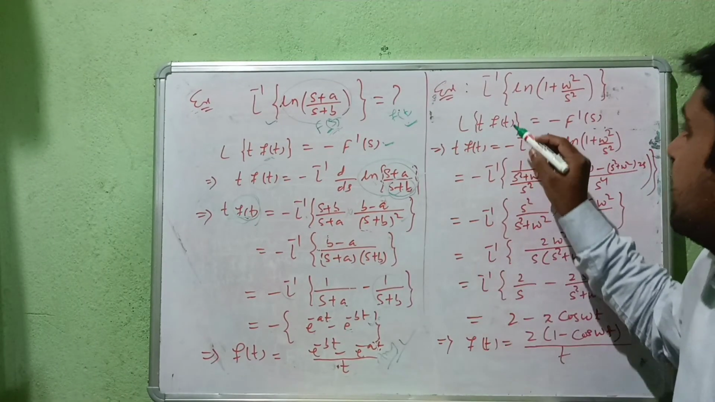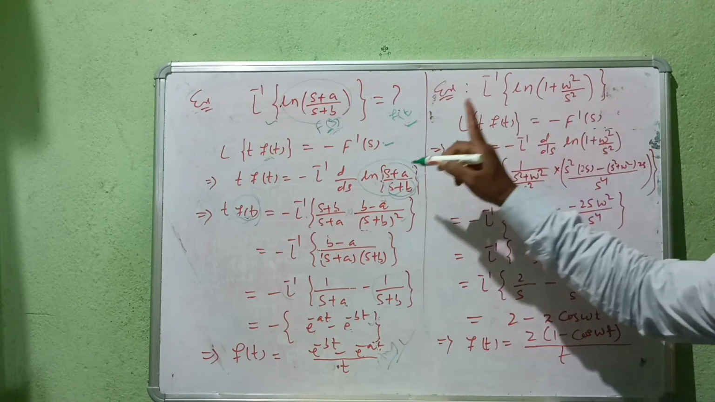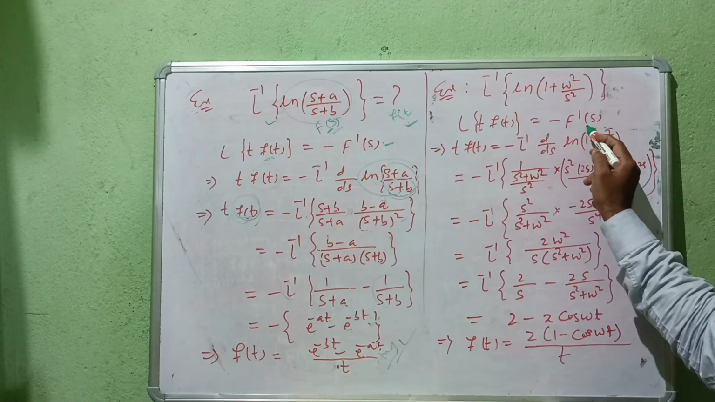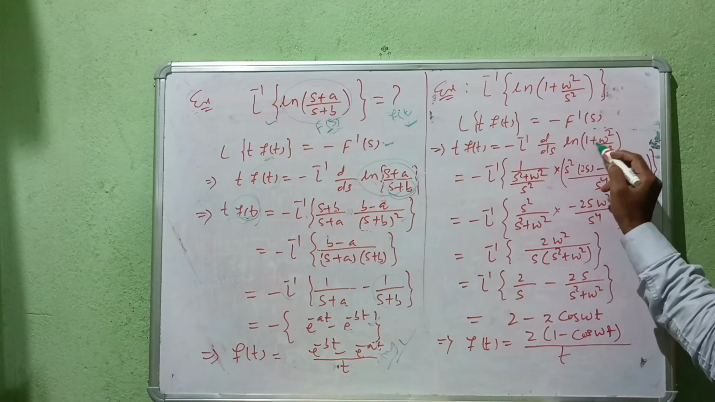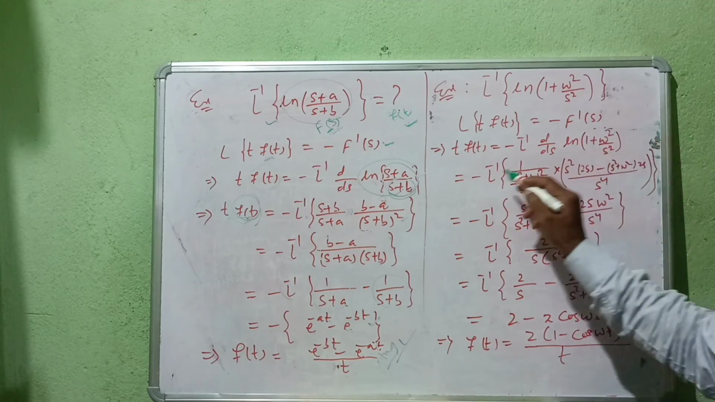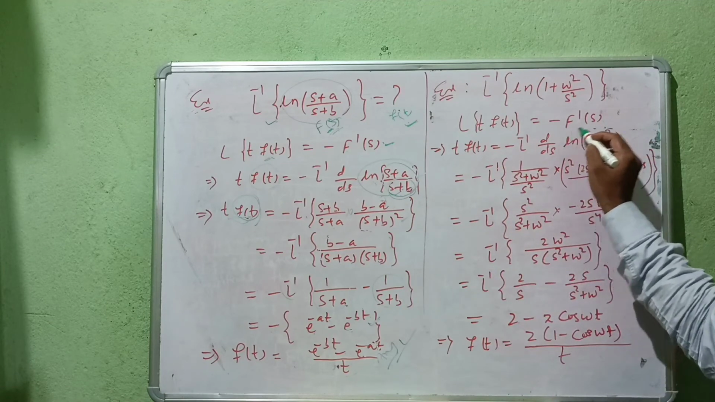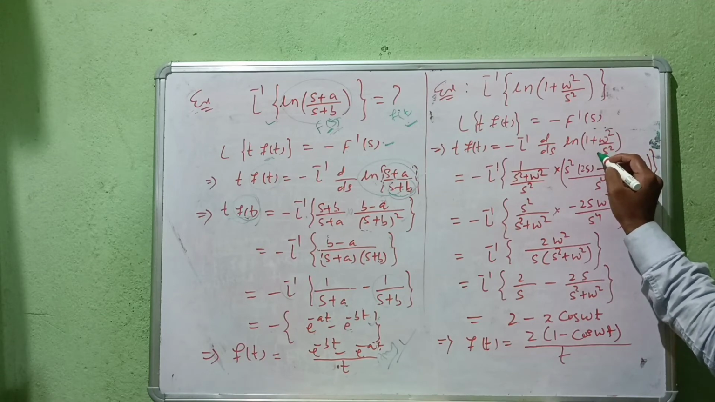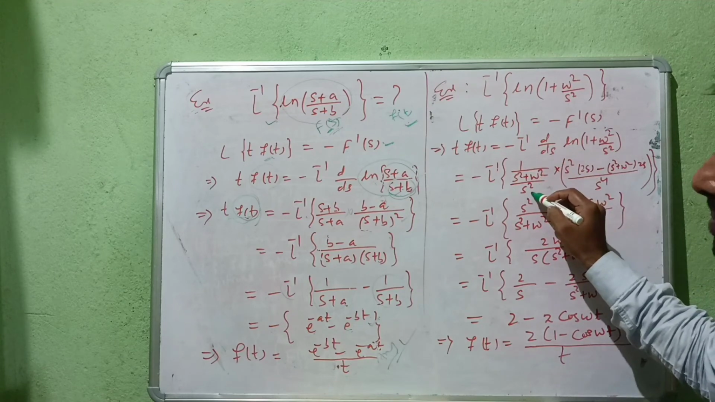Similarly, another problem: Laplace inverse of ln(1 plus omega square by s square). The same process we can use. Take Laplace of t f(t) equal to minus F dash of s, as we know from the formula. So t f(t) equals minus Laplace inverse of d by ds of ln(1 plus omega square by s square). Again take its derivative. 1 plus omega square by s square means (s square plus omega square) by s square. So 1 by this means s square by (s square plus omega square).